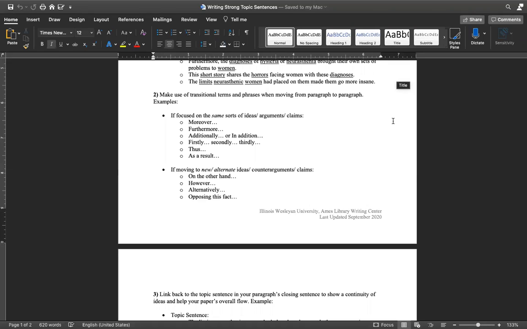However, if you're moving to a new or alternative idea or counter-argument or claim, words like however and alternatively are good options. You also have phrases like on the other hand or opposing this fact to really cue your readers into where you're taking your argument or analysis next.